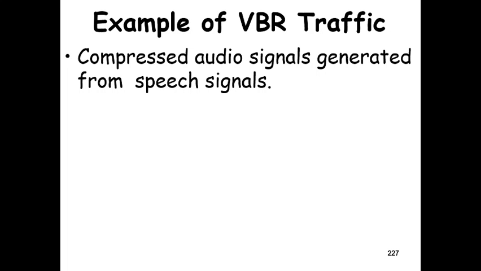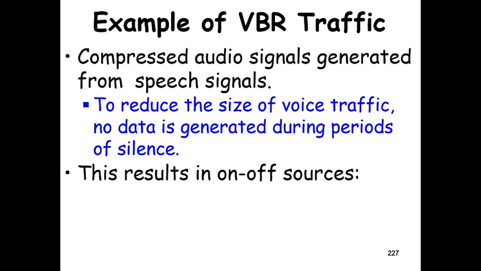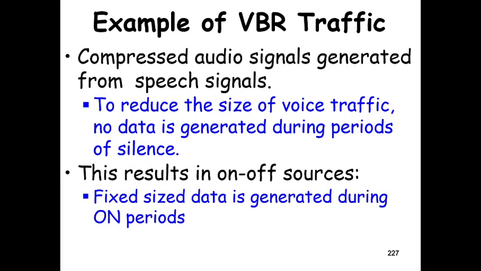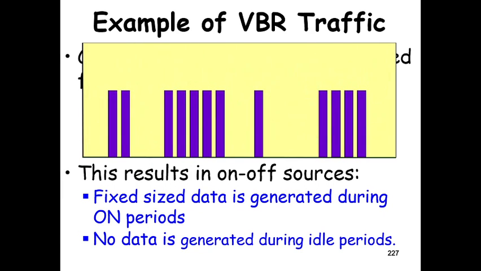So compressed audio signals are generated from speech signals. There is audio compression, and normally that amounts to the same amount of data. He just wants to explain the same amount of data with variable silence periods. To reduce the size of voice traffic, no data is generated during the periods of silence, and this results in on-off sources. So a fixed size of data is generated during on periods, and no data is generated during silence periods. That is fixed size with variable silence periods or idle periods. One example for VBR.